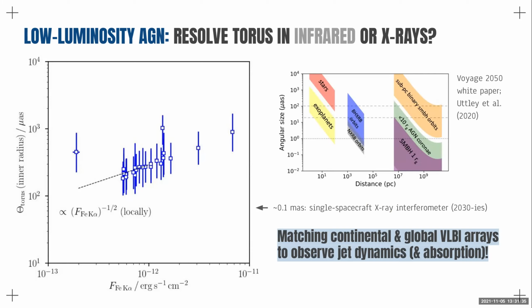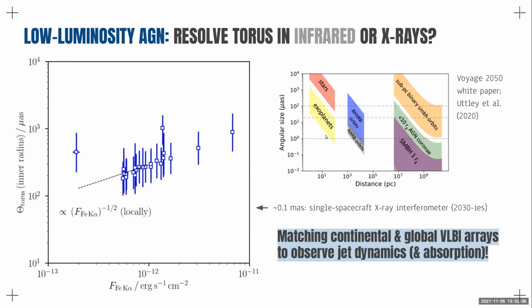This is something that's been pitched to the European Space Agency in the Voyage 2050 roadmap, and may well be possible to do. It's being considered in Europe. And this scale would match very well the continental and global VLBI arrays and observe perhaps jet dynamics and look more directly at this absorption against the jet in the intervening structures.